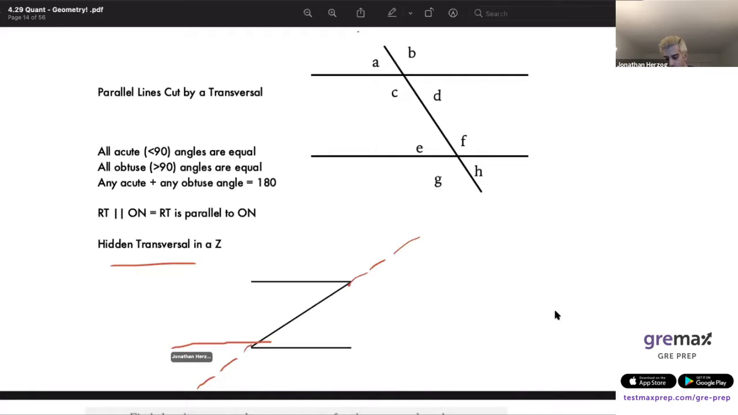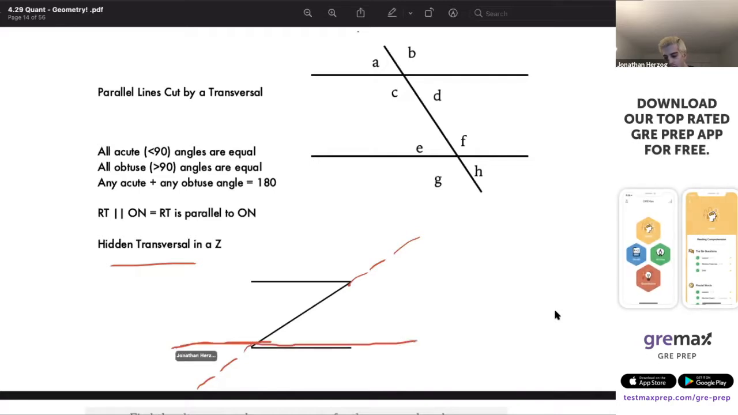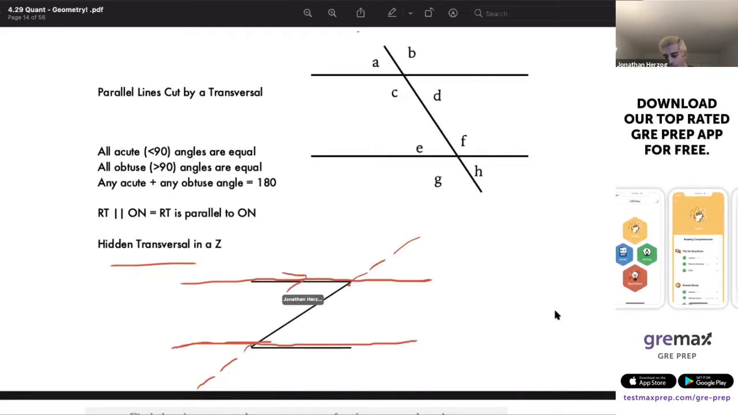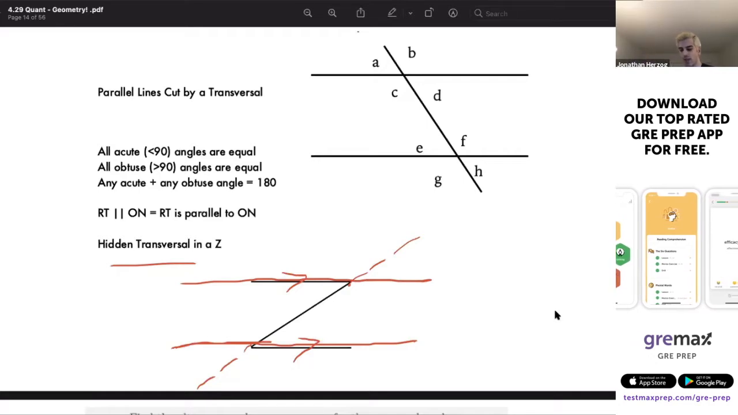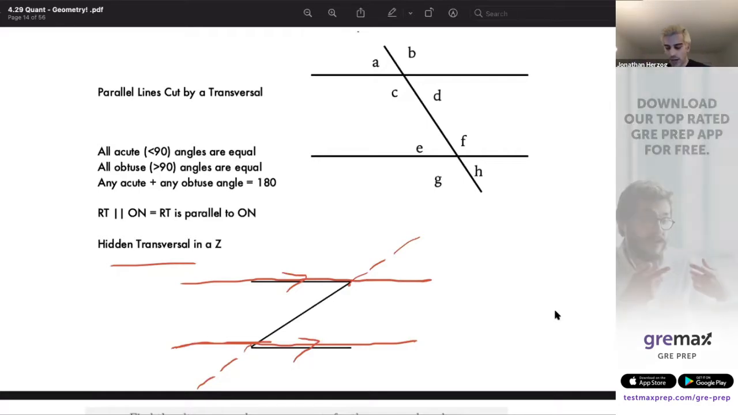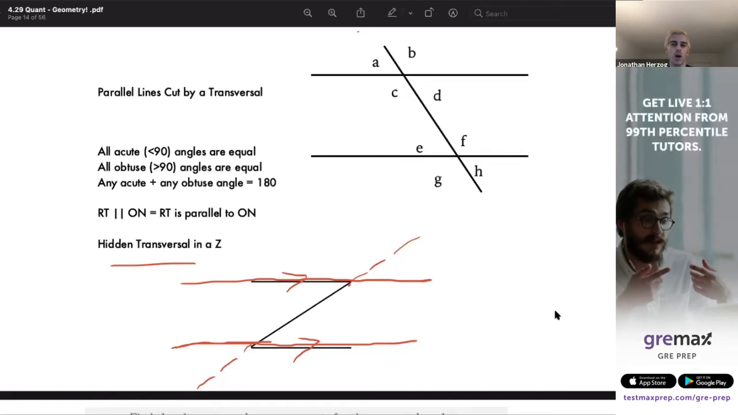and extend these lines, and if you were told that these were parallel, you have then recreated, transformed, translated the Z into two parallel lines cut by a transversal, where all acute angles are equal and all obtuse angles are equal.